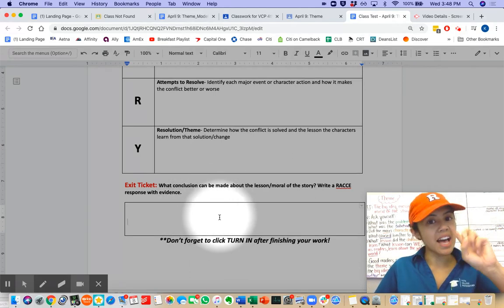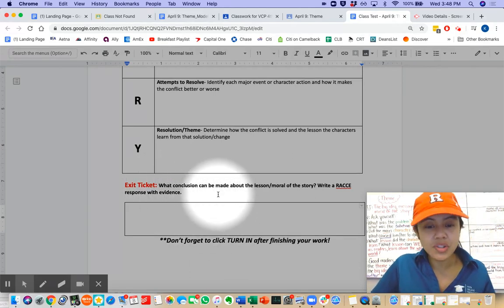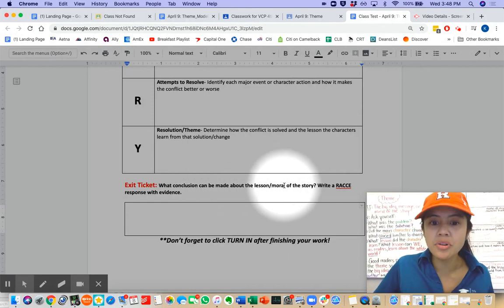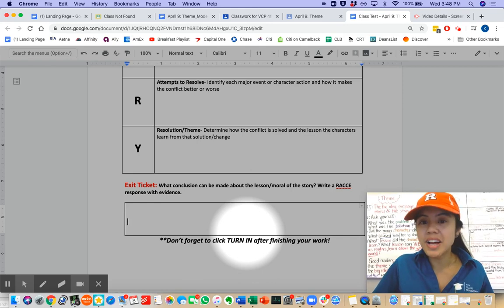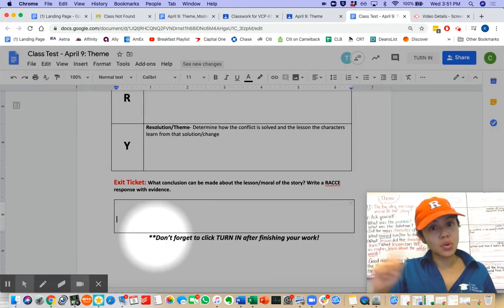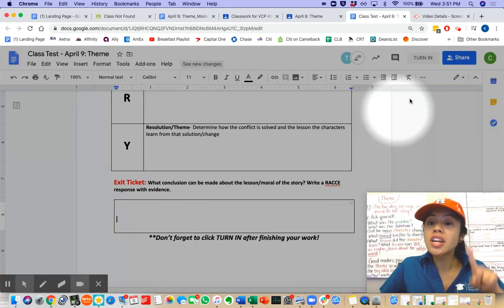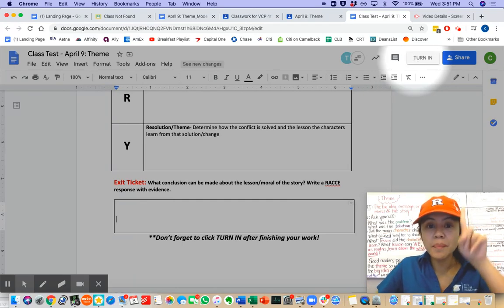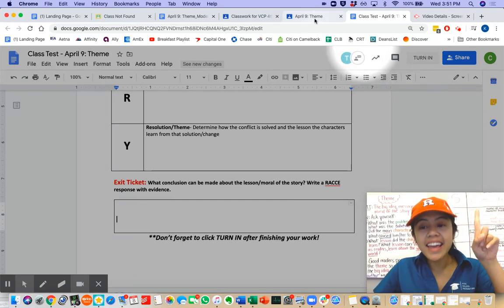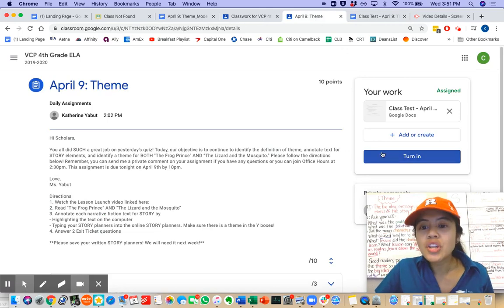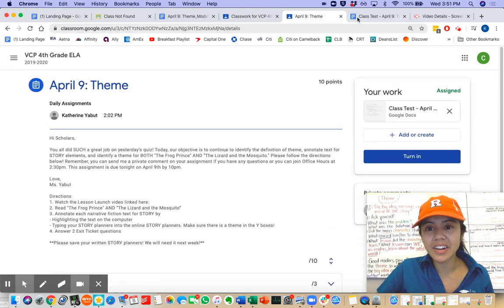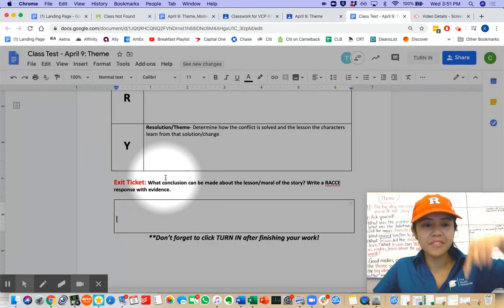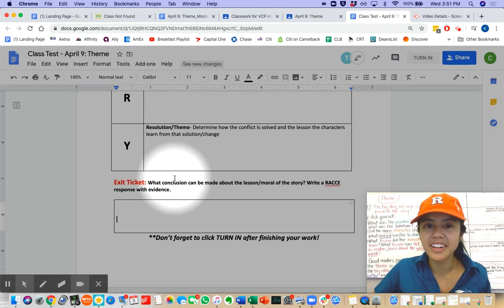Again, for passage 2, what conclusion can be made about the lesson or moral of this story? Write a RACE response. Scholars, don't forget to click Turn In at the top and also click Turn In here. Again, you do not have an exit ticket here. Your exit ticket is at the very bottom of your planner.